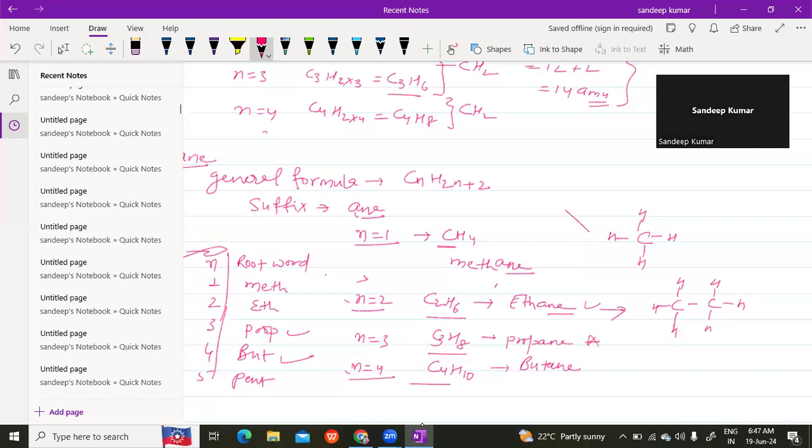Similarly, you draw propane. What is the formula? C3H8. Write 3 carbons with single bonds between them, and fulfill the tetravalency: 1 bond is there, 2, 3, 4, with each carbon. And substitute the hydrogens, 1 to 8. In this way we can write propane. Is it clear? That's all for today's class.